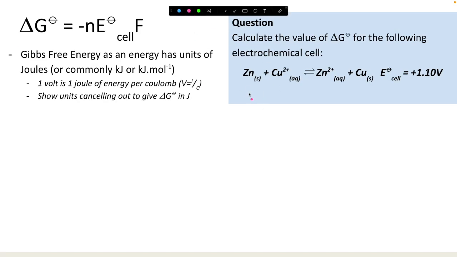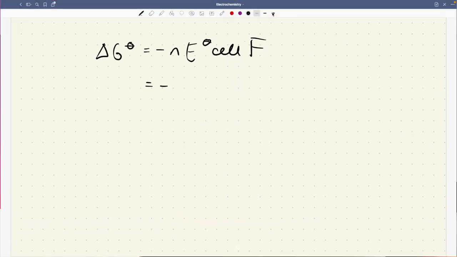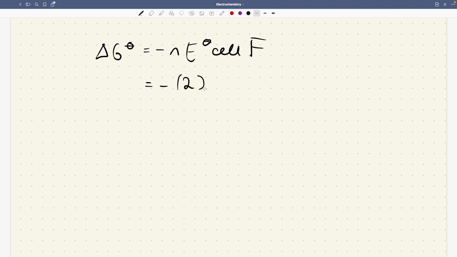Well, we're going from Zn to Zn2+. We're going from Cu2+ to Cu. So we have to be transferring 2 moles of electrons. We could write out each of the reduction and oxidation half equations, but it's very much going to be 2 moles of electrons being transferred. So we can plug a 2 in there.